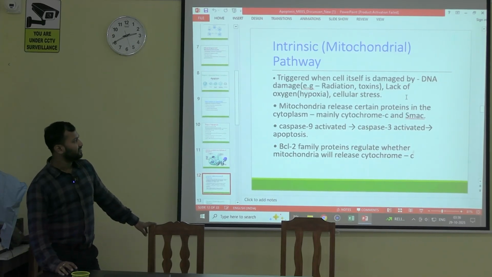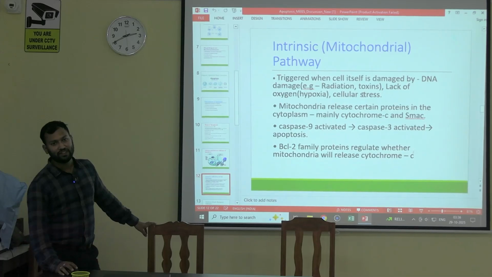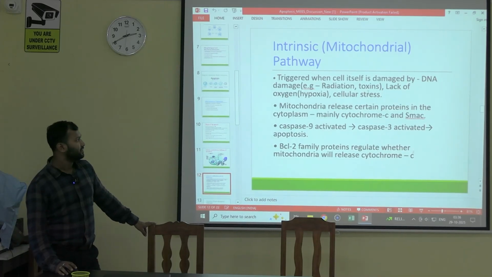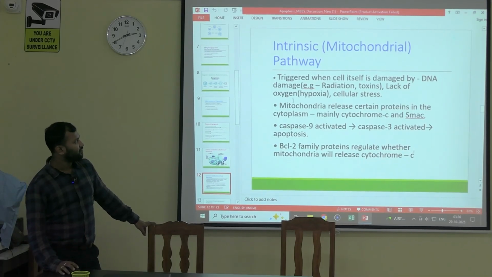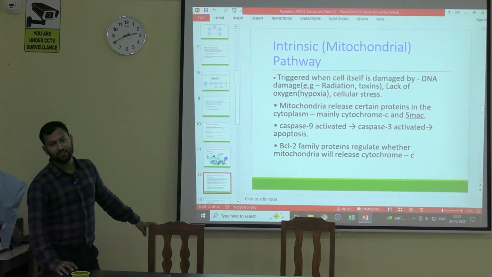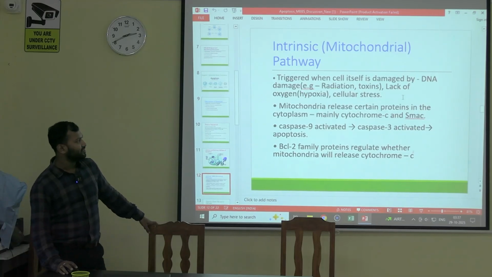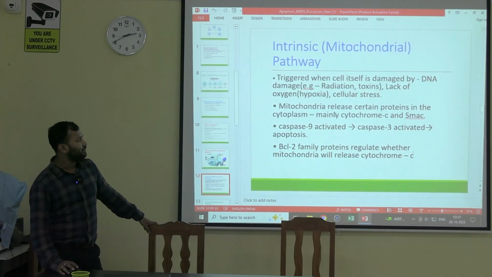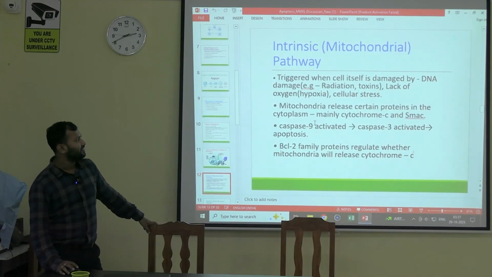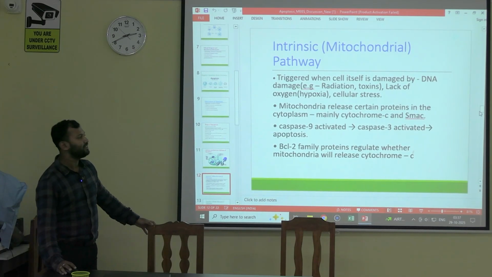So in those cases, if the body finds out that the cell's DNA is damaged, or if there is a lack of oxygen called hypoxia, or there is cellular stress due to free radicals, or many things which can cause cellular stress, then the mitochondria will release certain proteins in the cytoplasm, which are mainly Cytochrome C and SMAC. These are different types of proteins. These are very complicated if you go into details.